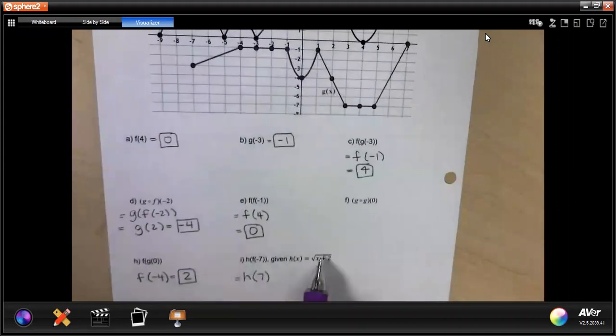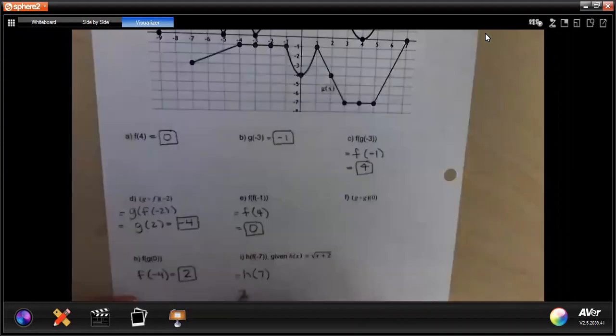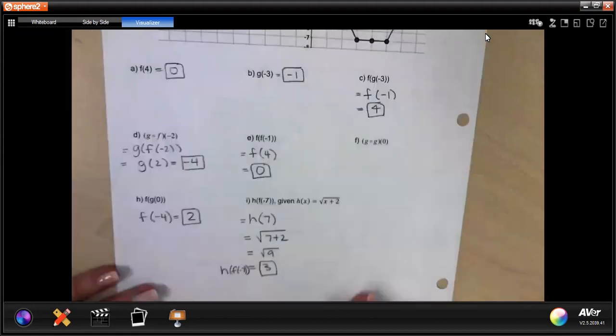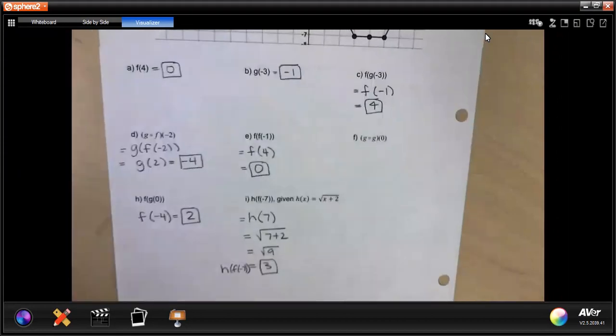So I've replaced this f of -7 with our 7. Now we're going to use the equation for the rest of it because h is defined by this function. So we would plug in a 7 for this one right here. So we get the square root of 7 plus 2, which is the square root of 9, which is 3. So h of f of -7 is 3. So there is your compositions of functions lesson.